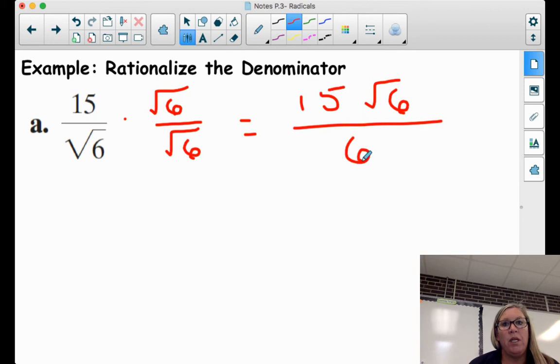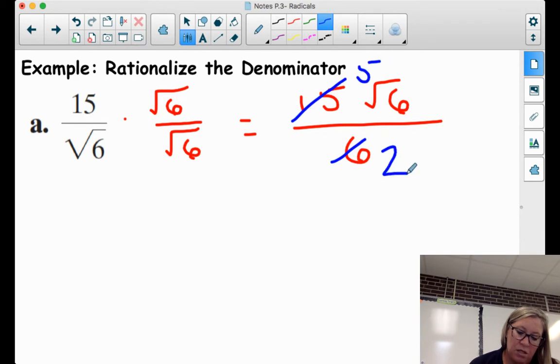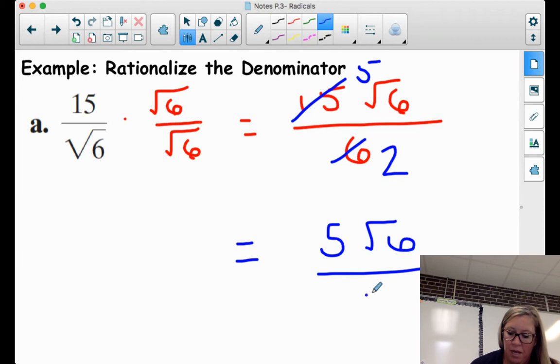Now we look to see if we can reduce the 15 and 6. Can you reduce that down by a common factor? Which you can. So you can divide both of them by 3. So 15 divided by 3 is 5. And then 6 divided by 3 is 2. So your final answer then is 5 square roots of 6 divided by 2.